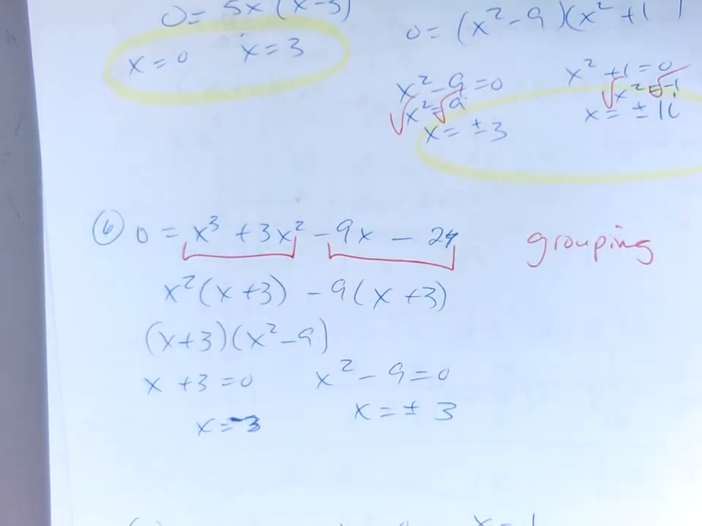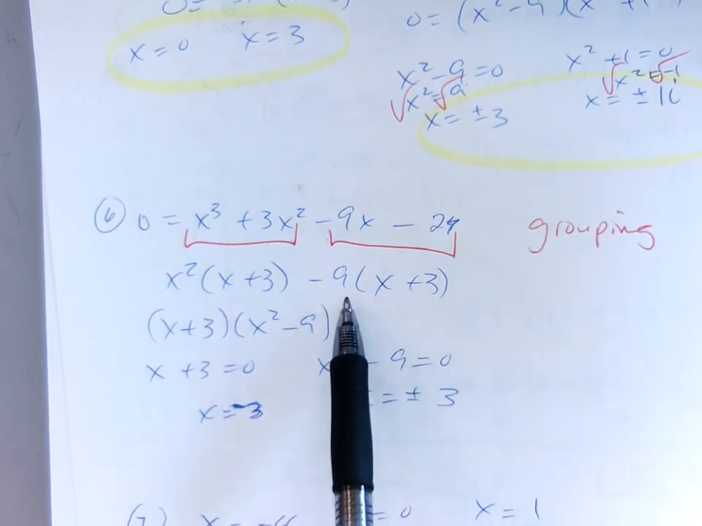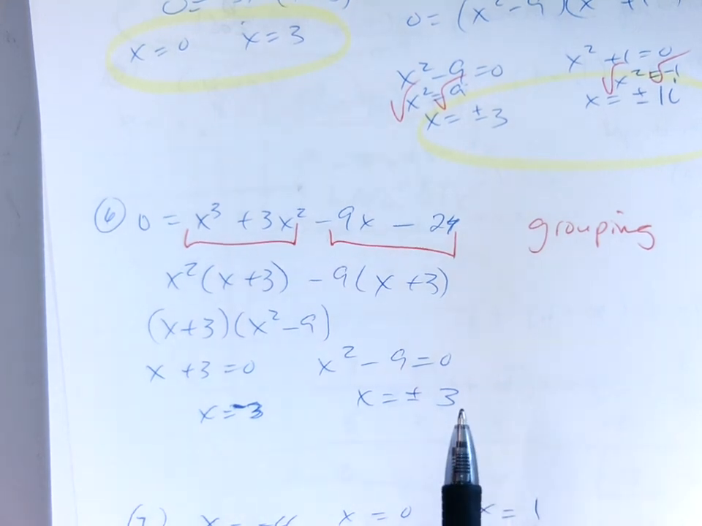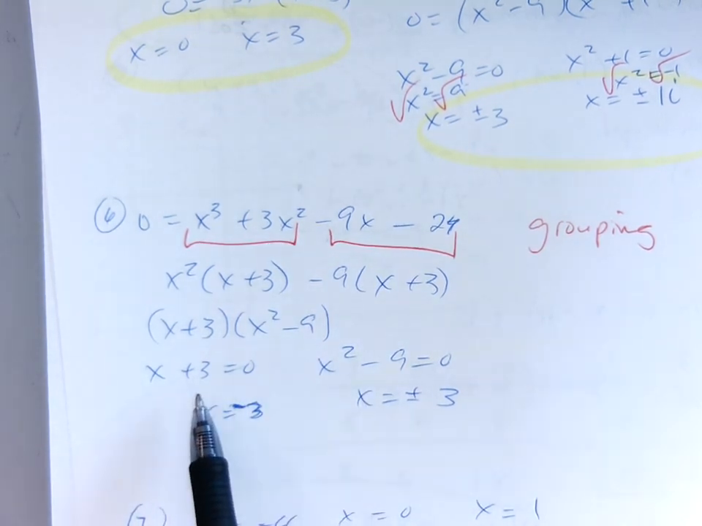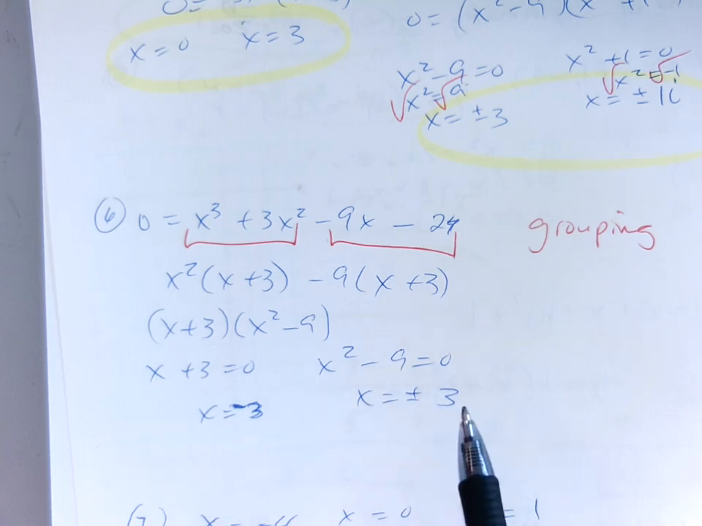6 zeros, I have to do it by grouping. So I took out an x squared, took out a -9, so I have an x plus 3, x plus 3. So they both have an x plus 3 in common. And so then I can solve them and get -3. And then this one, I add 9 and square root, I get plus or minus 3.